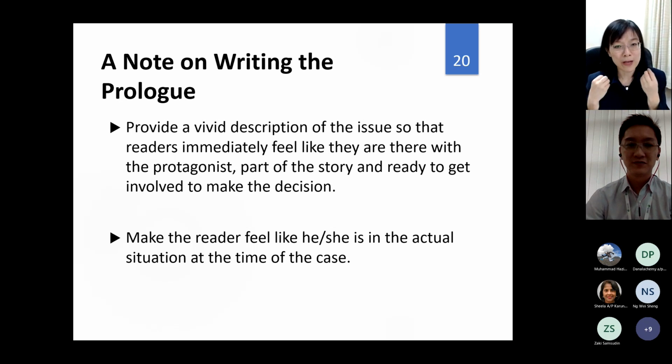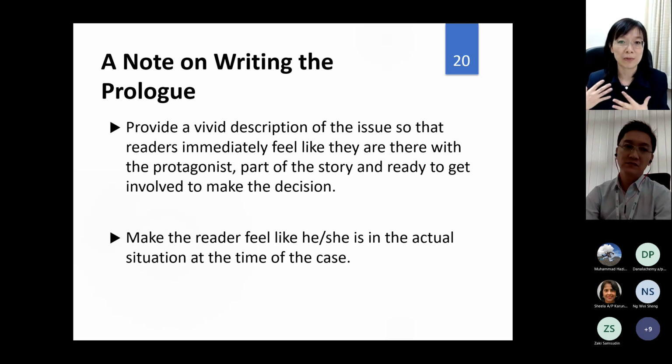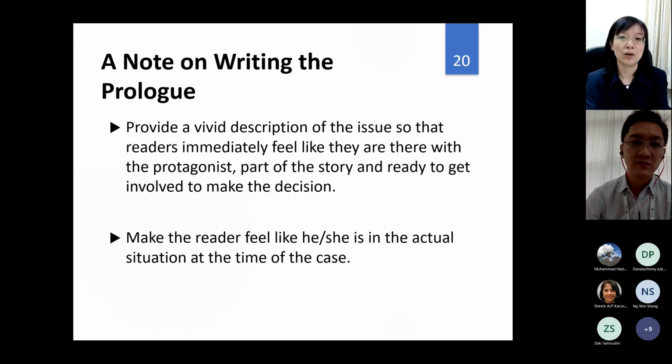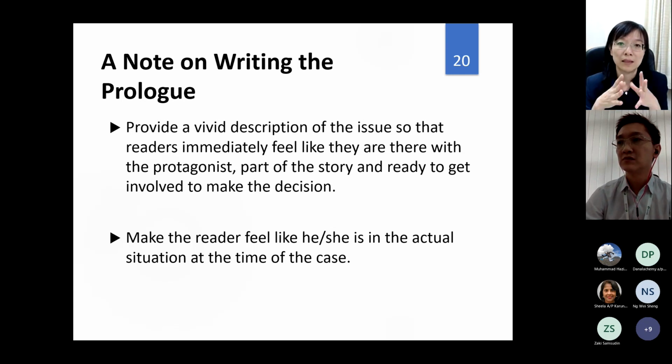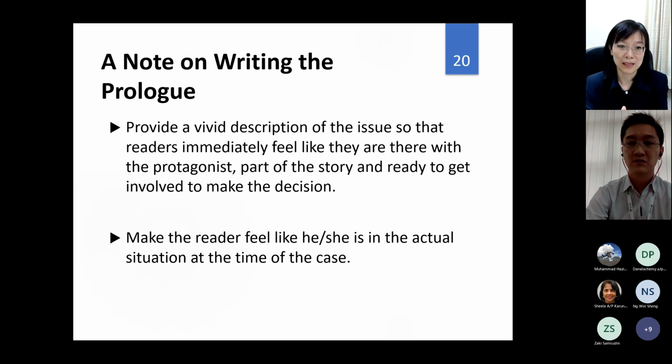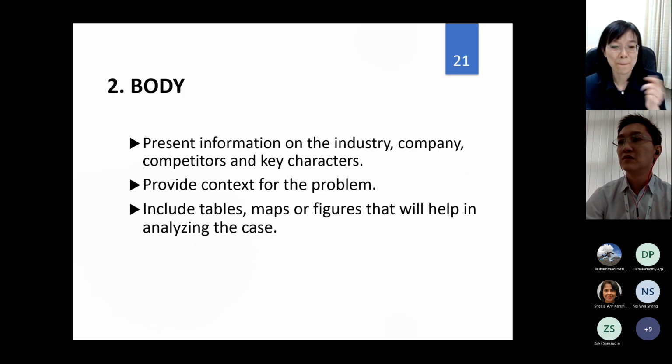So when you write a prologue, make it as vivid a description as possible, so that you can make the readers feel like they are part of the situation, right? That is what makes the case compelling. Okay, so those are something to think about when you write a prologue.